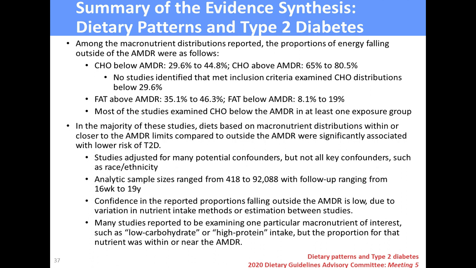Studies adjusted for many potential confounders, but not all key confounders, such as race ethnicity. Analytical sample sizes ranged from 418 to 92,088, with follow-up ranging from 16 weeks to 19 years. Confidence in the reported proportions falling outside of the AMDR is low, due to variation in nutrient intake methods or estimation between studies. Many studies reported to be examining one particular macronutrient of interest, such as low carbohydrate or high protein intake, but the proportion for that nutrient was within or near the AMDR.